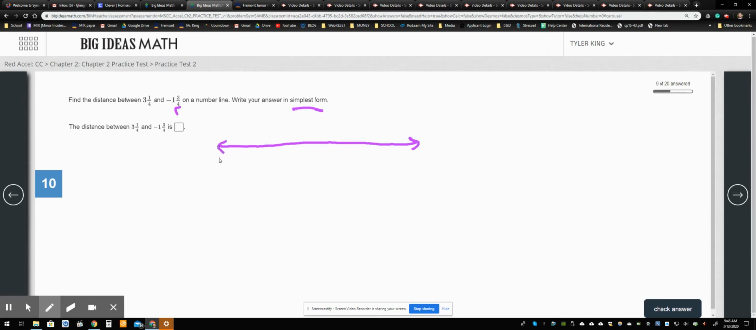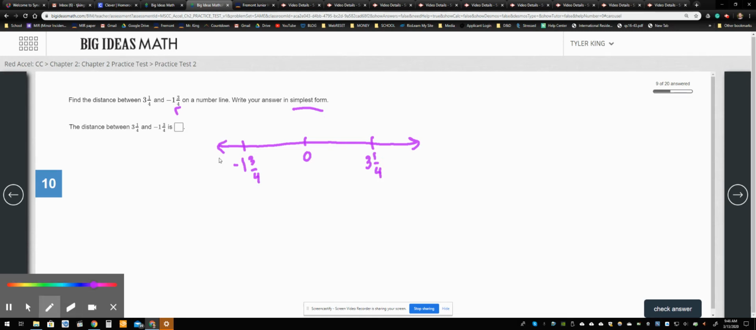And when we're making our number line, we're going to put 0 right here. We have +3 and 1/4 on this side, and we have -1 and 3/4 on this side. Now this is not to scale, but it helps us visualize what's going on here.